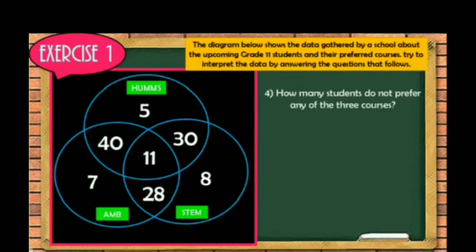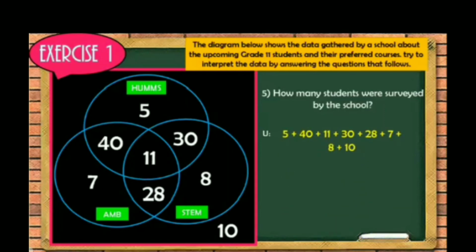Number 4. How many students do not prefer any of the 3 courses? As you can see, there are 10 students who do not prefer any of the 3 courses. Number 5. How many students were surveyed by the school? We're going to use the union of all the sets, the concept of the universal set, so we add all the data. We have 5 plus 40 plus 11 plus 30 plus 28 plus 7 plus 8 plus 10. That gives a total of 139 students surveyed by the school.